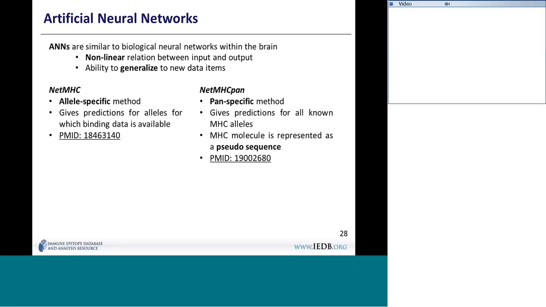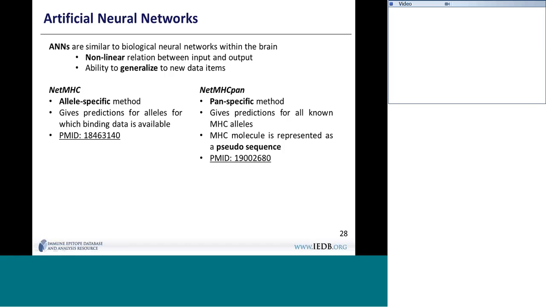Another group of methods is based on artificial neural networks, a machine learning technique that works very similarly to how our brain works. Neural networks are capable of capturing nonlinear interactions between input and output, and they are also capable of generalizing to new examples after the training process. These are the NetMHC and NetMHCpan methods. NetMHC, as mentioned before, is an allele-specific method, so it can only give predictions for an allele that was part of the training set.